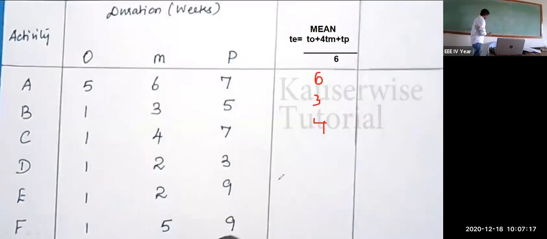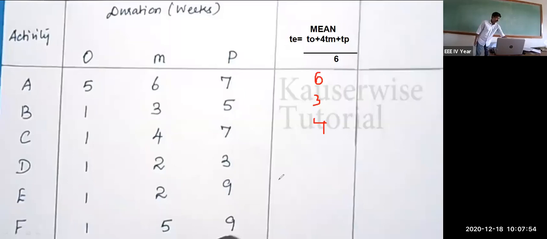And for activity D, it is 2. Isn't it? And for activity E, it is 3. And for activity F, it is again 3. And for activity G, it is 3. And after G, this is H. H we are getting 5. Isn't it? And I we are getting 5. And also for J, we are getting 3.